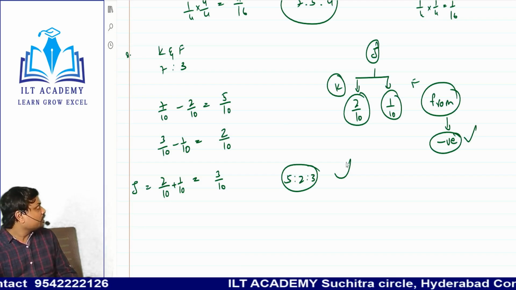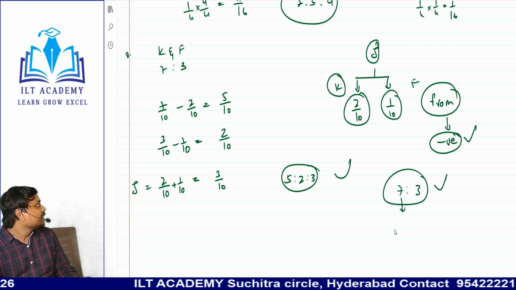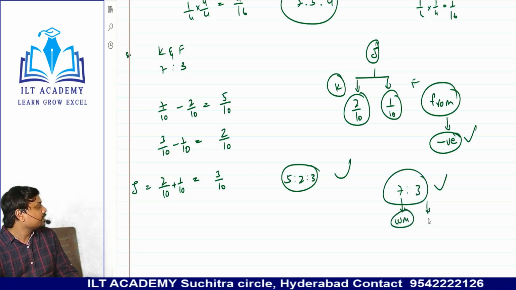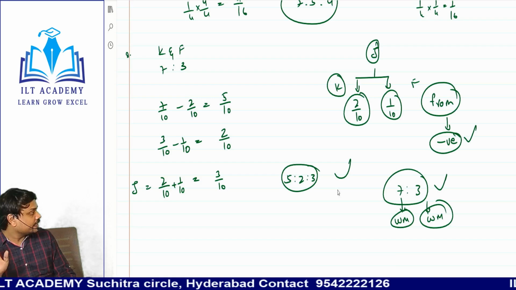Okay, simple. अब देखो, now Seema, K is to F. They are sharing how many watermelons? 7 watermelons and 3 watermelons. Perfect. So let us assume they are having what? 10 watermelons. Clear? Any doubts?